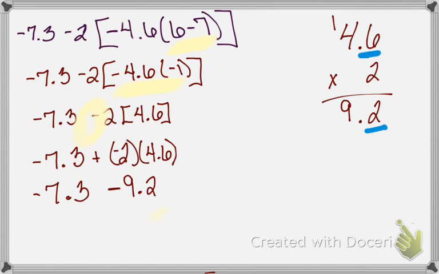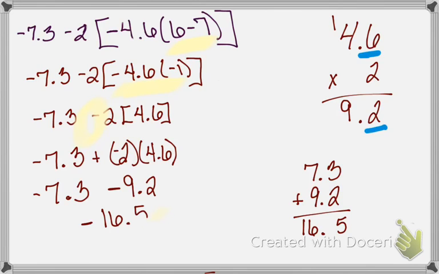Now, I have negative 7.3 minus 9.2. You can think of that as negative 7.3 plus negative 9.2. Okay? My answer is going to be negative. So I'm going to go ahead and write that negative right there. We're adding the absolute values. So I'm going to have 7.3 plus 9.2. You got to line up those decimals when you're adding decimals. You won't do a ton with decimals in this class, but you'll do a little bit.